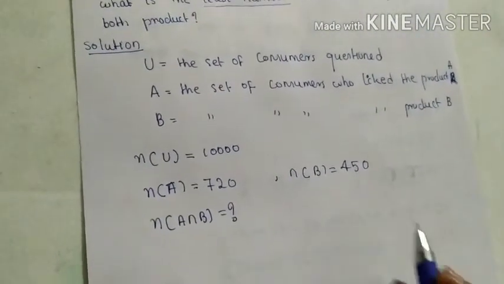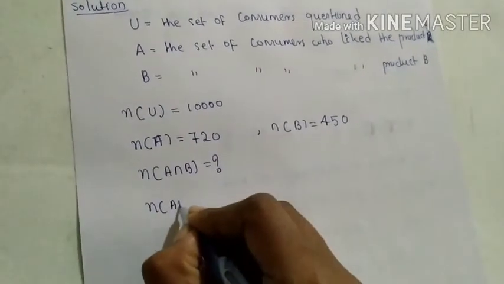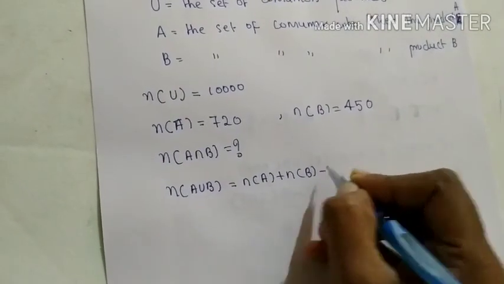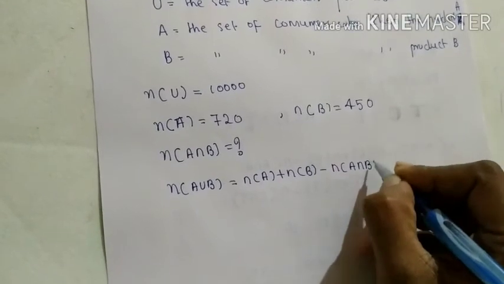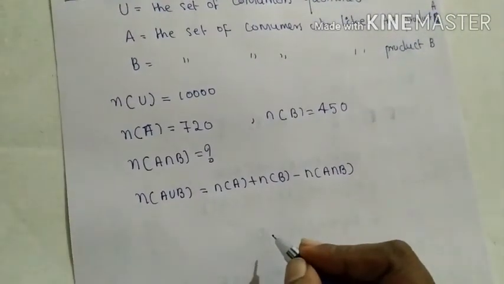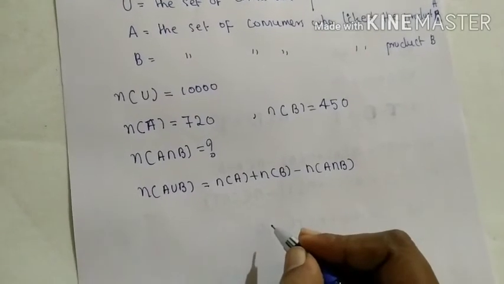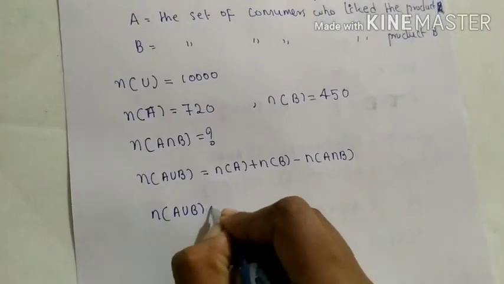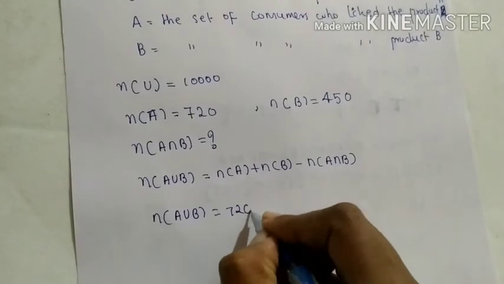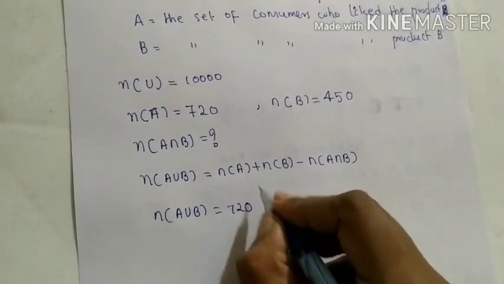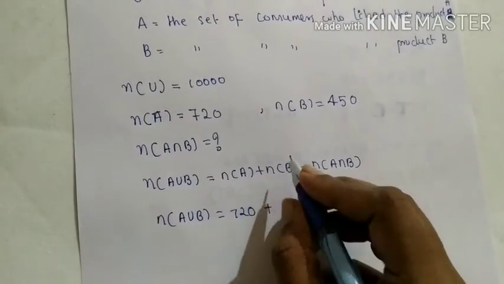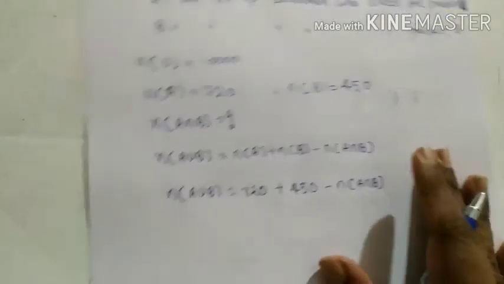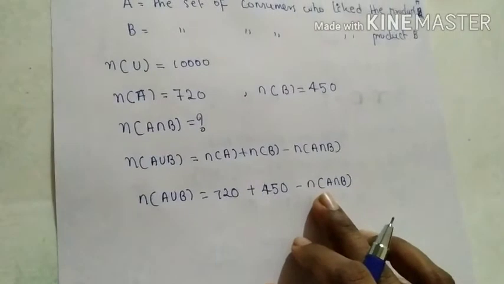Okay. So we know that our formula n of A union B is equal to n of A plus n of B minus n of A intersection B. Okay, and substituting the given values, we get n of A union B is equal to, substituting 720 by replacing n of A, and next the value of n of B is 450, and n of A intersection B is what we need to find out.